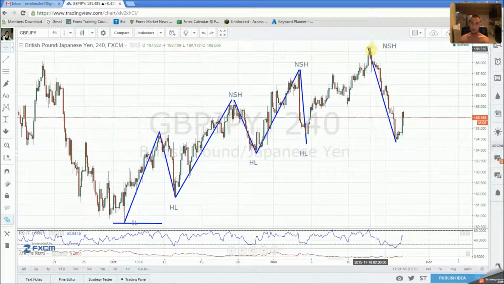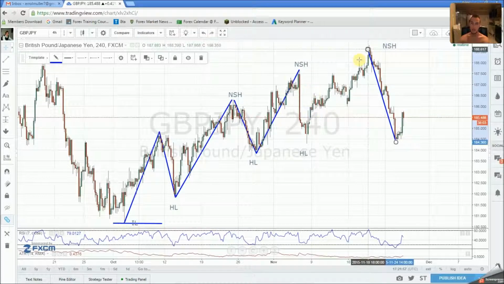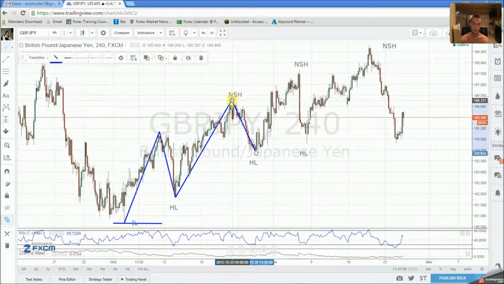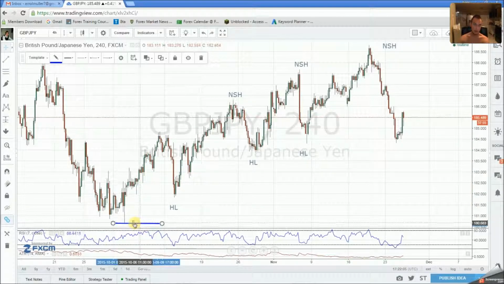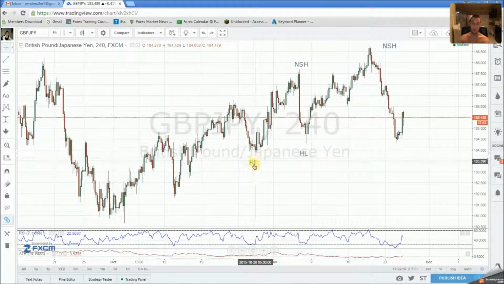Okay, let me delete all those lines. I quickly want to do a bearish trend for you to show you what a bearish chart will look like. Quickly delete all this.